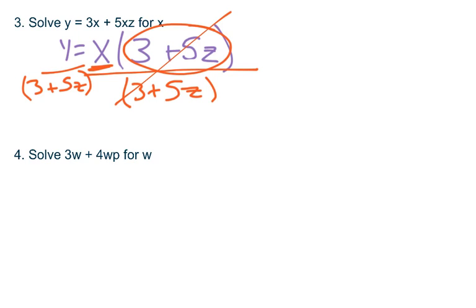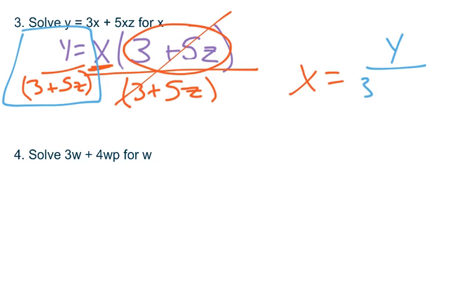Though that whole thing cancels out, and we're left with x equals, I'm just flipping the equation over, and then really this becomes our answer right here: y over 3 plus 5z. That's our answer right there. We've got to undo the distributive property and then get rid of whatever we're multiplying x by to get our final answer.